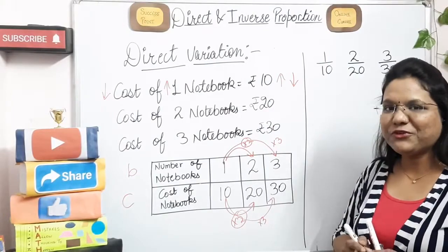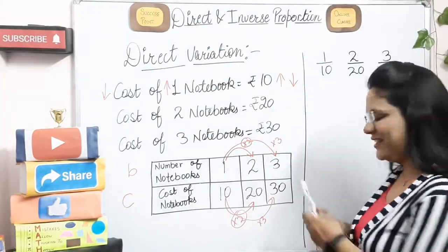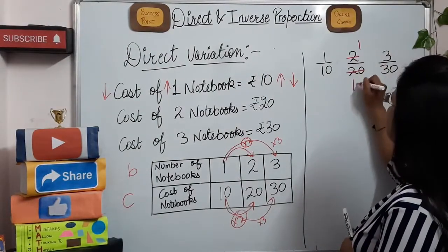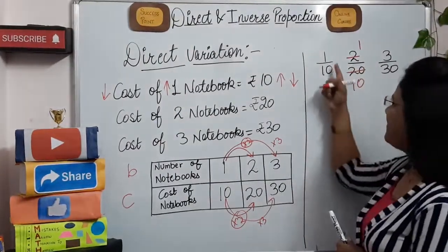Now what we have to do? We have to write it in the lowest form. Let's solve it now. 2 ones are 2, 2 tens are 20. So now we are getting 1 by 10.